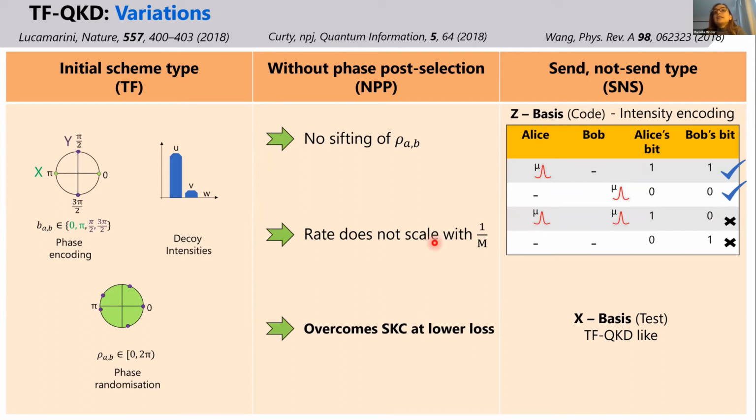Now looking at the third category, which are the send-not-send type protocols, or SNS. These protocols, again, separate code and test. The test basis is performed just like TFQKD, so as you see it here. And then for the code basis, the phase encoding is replaced with intensity encoding. So Alice and Bob have a probability of sending a pulse, and this probability is very small in the first proposal.